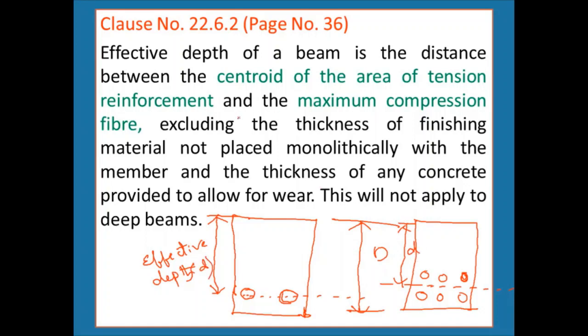So effective depth means it is the distance between the centroid of the area of tension reinforcement and the maximum compression fiber. This is the maximum compression fiber. This is the centroid of the tension reinforcement. So this distance is called as what? Effective depth. Now this effective depth concept will not apply to deep beams. What are deep beams? That we will see in section 4.